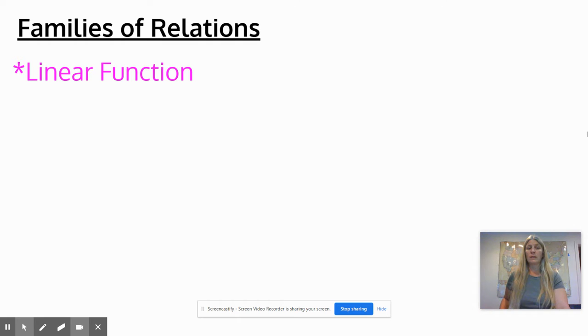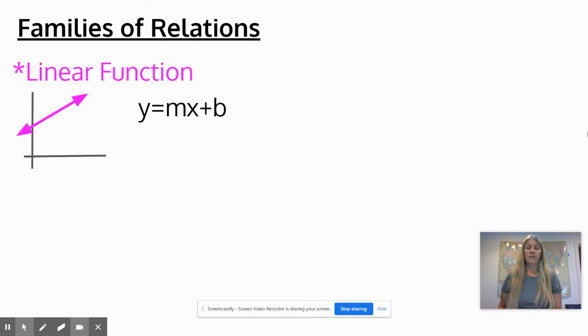So our first type of relation is a linear function. And as you know, a linear function simply is a line. And an equation for a line, and I know you've worked on this in the past, is y equals mx plus b, where m is the slope of your line and b is your y-intercept. So with numbers, this might look something like y equals 3x plus 2. We have a slope of 3. That means that it goes up 3 and 1 to the right, up 3 and 1 to the right, and it starts at 2 on the y-axis.